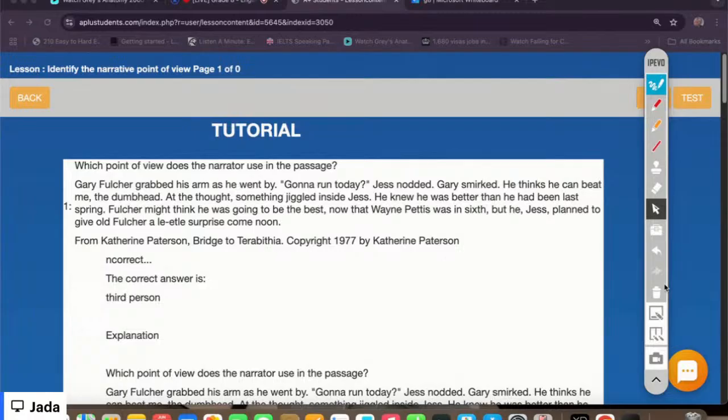All right, let's look at some examples so that we can better understand it. So it says, which point of view does the narrator use in the passage?